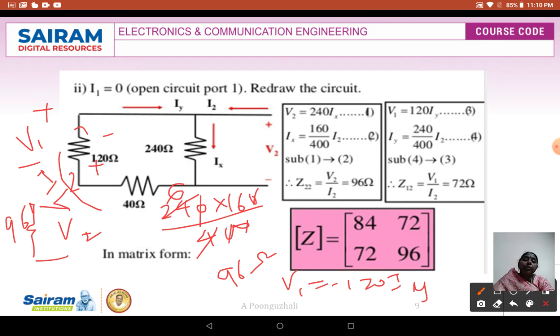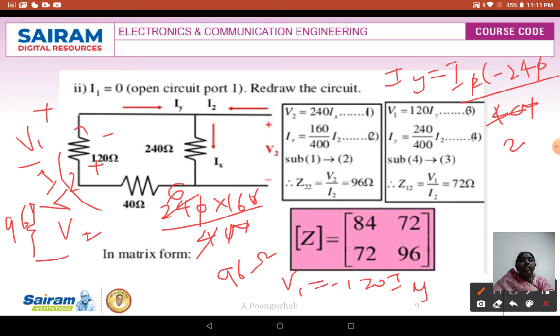To find out your IY, the IY expression is nothing but your total current I2, in the opposite direction of this. So minus, your opposite resistance is going to be 240 divided by your total, which is 400. So in this case this 0 gets cancelled. So here 2 means 20, and 6 4s are 24, so here in this case 5. So you are going to have I2 into minus 6 divided by 5.